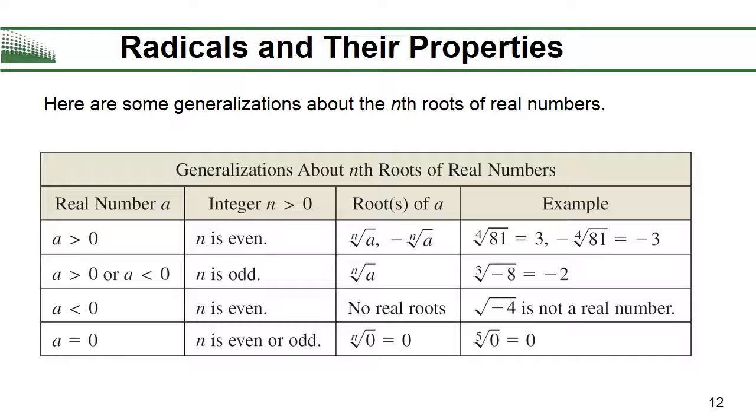Even numbers, well, that comes next. If a is less than 0 and n is even, so this time we have an even root, you don't have a real root. And the example they give is the square root of -4. You cannot come up with a real number that multiplied by itself gives you -4, because -2 times -2 is +4. So the even root of a negative number is not a real number. There is no real root there. If a is 0 and your root is even or odd, the answer is 0. In other words, any root of 0 is 0, which makes sense.